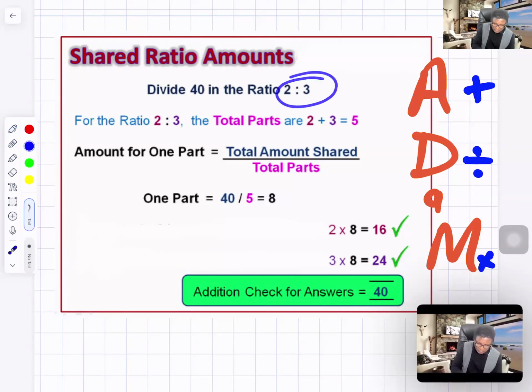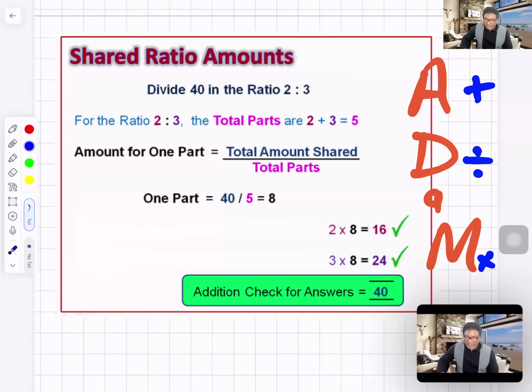So we add 2 plus 3 is 5. And then we divide to get the amount for one part. So 40 divided by 5 is 8. And then we multiply, 2 times 8, 16, and 3 times 8, 24. And we can check our answer. 16 plus 24 is 40.